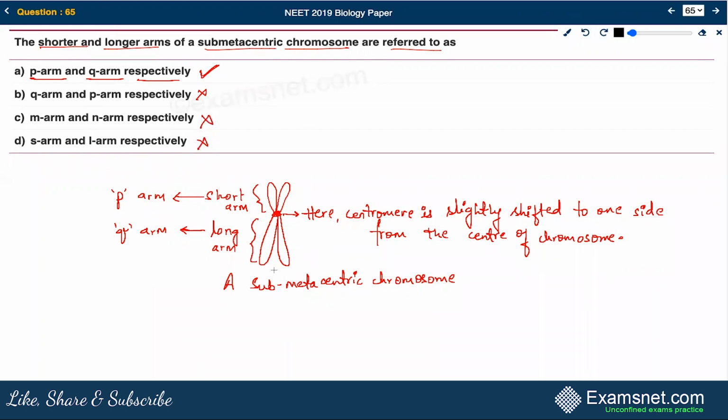All right. Now let me tell you that this submetacentric chromosome is formed as a result of the centromere shifting slightly to one side from the center of the chromosome, and because of that only the upper arm becomes short and the lower arm becomes long over here. So this submetacentric chromosome is a category of heterobrachial chromosome. That means basically two types of arms are found. All right. So this is the case.